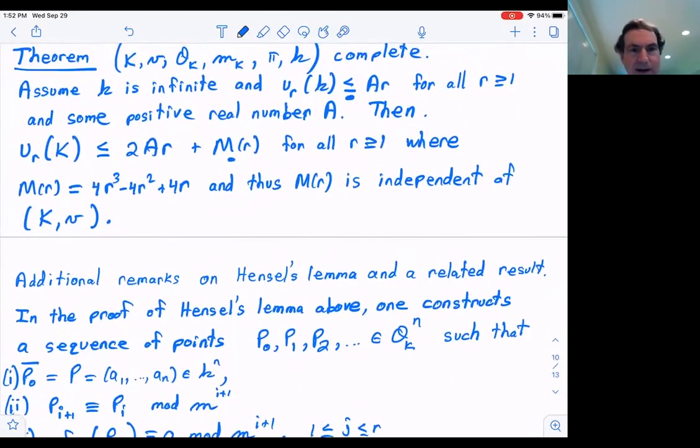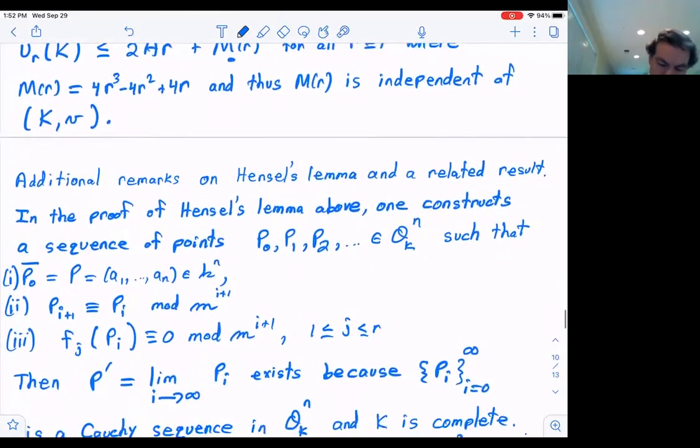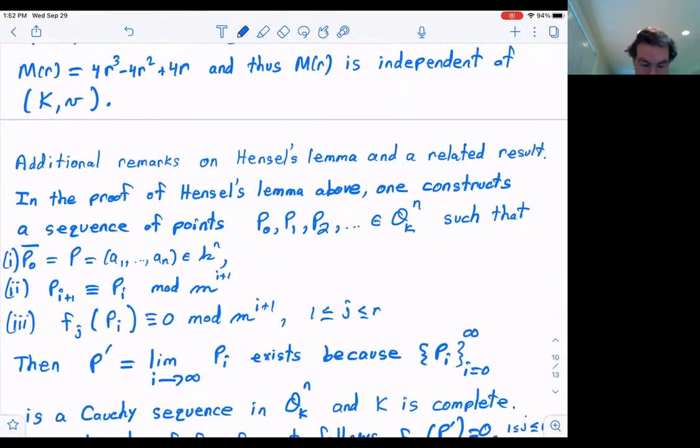Since I started a little bit late, I'm going to go just a little bit late, the same amount. I want to make some additional remarks on Hensel's lemma and a related result. It's kind of interesting. I stated Hensel's lemma, but I didn't say anything about it. You know, how does it work?